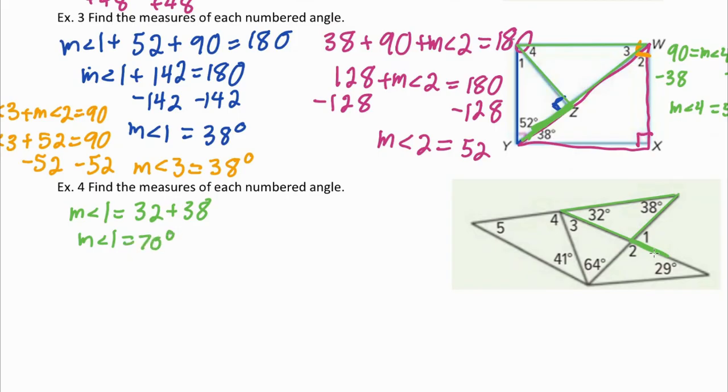Okay, once I found that the measure of angle 1 is 70, then I also see that that angle forms a linear pair with angle 2. So that means that 70 plus the measure of angle 2 is going to equal 180 degrees. I can subtract 70 from both sides, and that's going to give me that the measure of angle 2 is equal to 110.